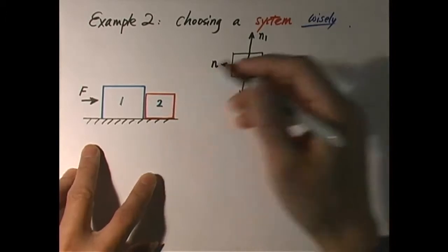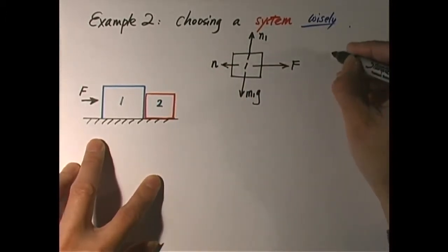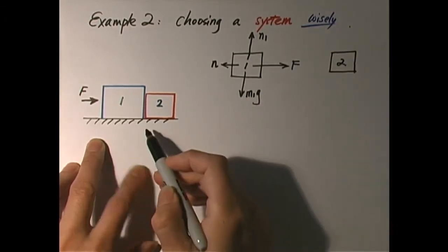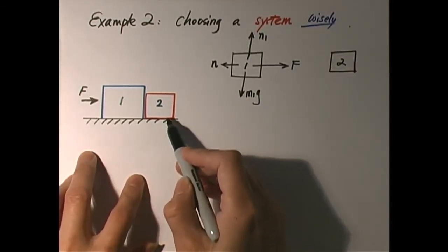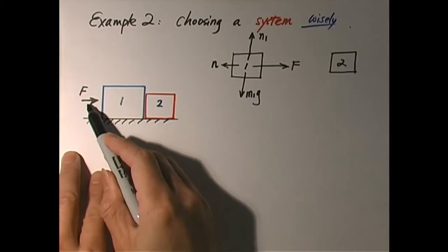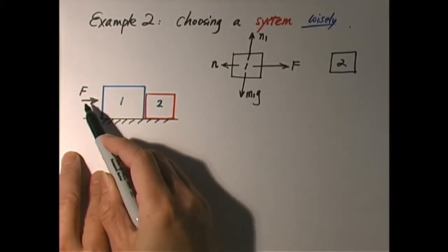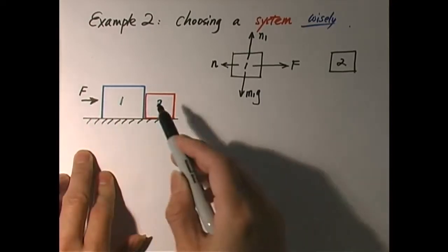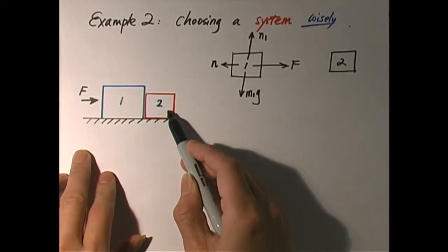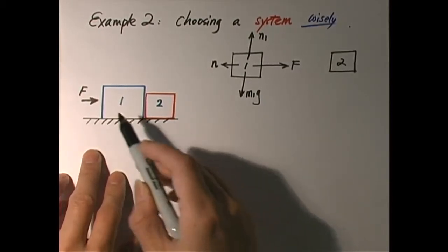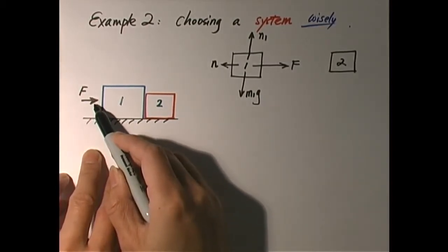Now, let's look at object 2. Object 2, let's draw a free body diagram. Let me ask you, if I consider object 2 alone as a system, should I take that F into consideration when I draw the free body diagram? Well, the answer depends on whether this force F is acted upon this system directly. Is it? No, it is not. It is acted upon object 1 directly.